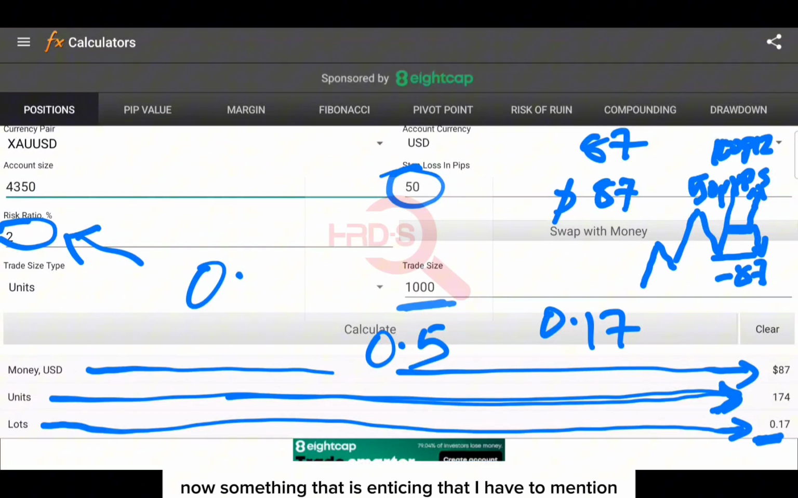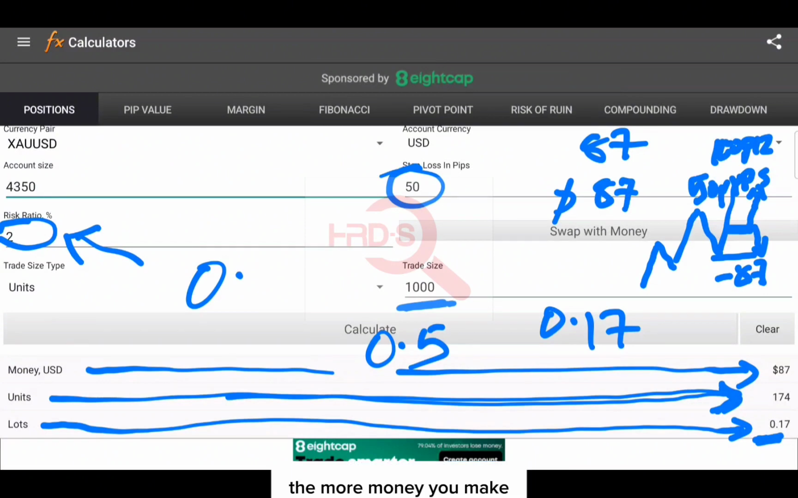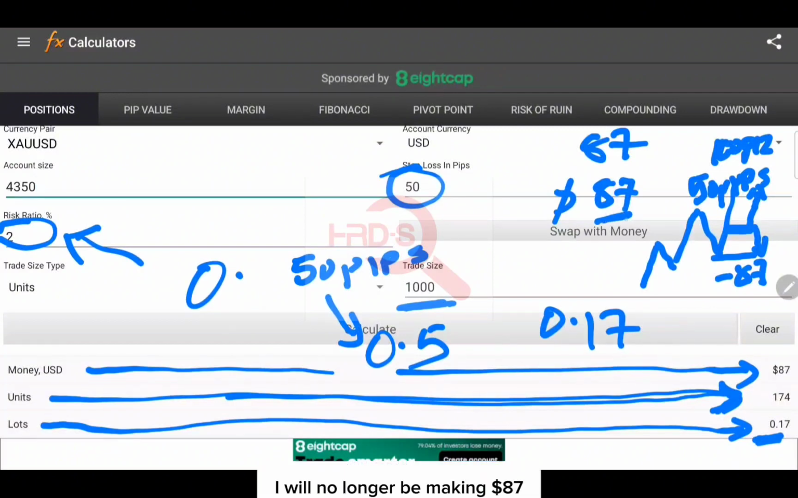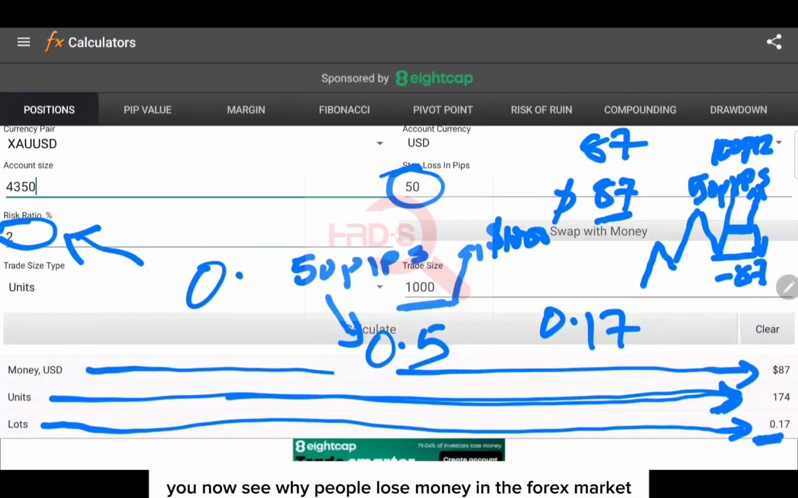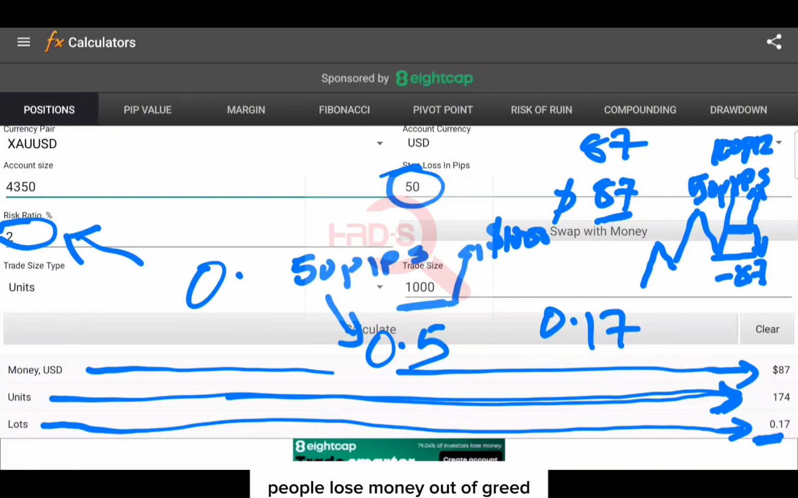Now, something that is enticing that I have to mention is that the bigger the lot size you use, the more money you make. If market goes 50 pips and I'm using 0.5 lot size, I will no longer be making $87 when market goes in my direction by 50 pips. I will be making almost $1,000. Now, this is where greed comes in. You now see why people lose money in the Forex market. People lose money out of greed.